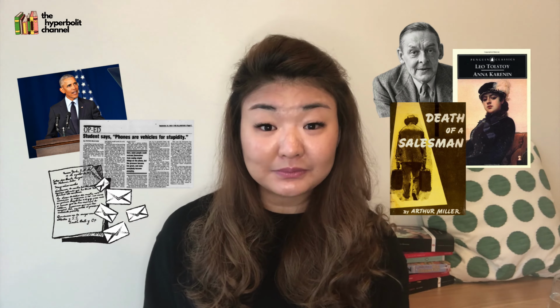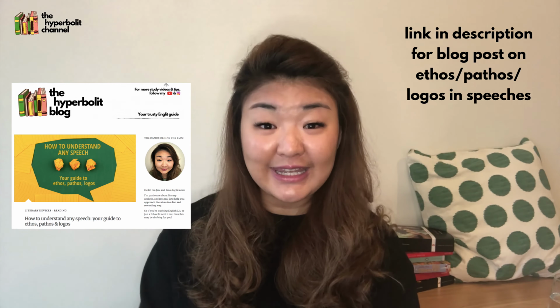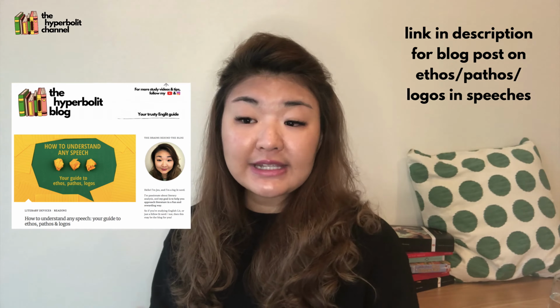As long as we're dealing with the use of words, there is the potential for ethos, pathos, and logos to appear. So instead of giving you examples of ethos, pathos, and logos from speeches, which I've written an extensive blog post about, and you can find that in the link in the description below, I'm going to explain three literary examples of ethos, pathos, and logos in this video right now.